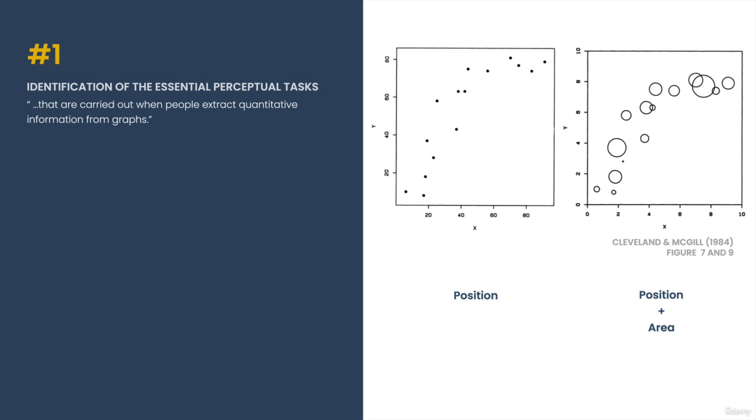However, if I show you a graph like this one, which is something called a bubble plot, you will need to pay attention to the position of the circles, as you did before, but also you will need to take a look at the areas, because here the areas of the circles are representing some information as well. So these two tasks, decoding position and decoding area, are part of the 10 elementary perceptual tasks that the authors found that are the basic tasks that we do when extracting information from a graph.